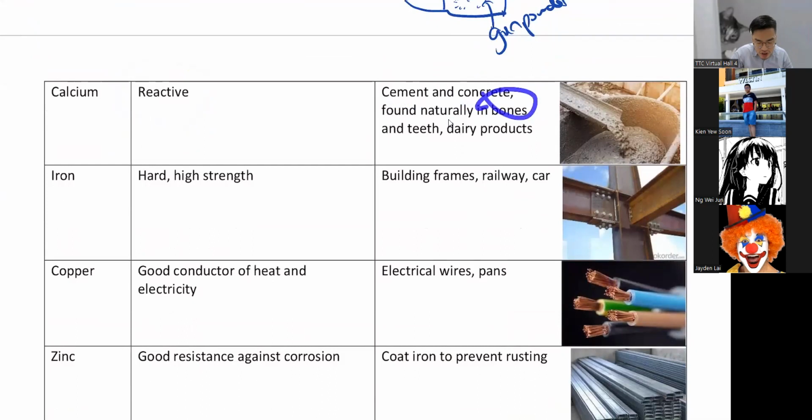It makes your bones stronger. It makes your teeth stronger. Right? Dairy products are your milk, so it is in your dairy products. Of course, it is used to make cement and concrete because it is very hard.